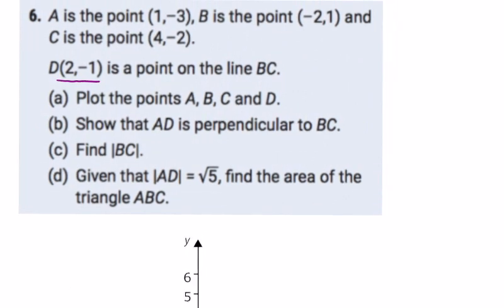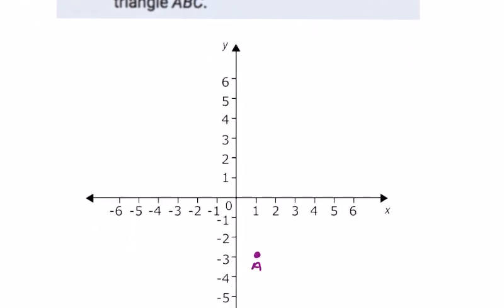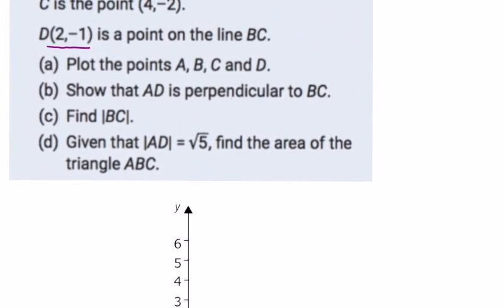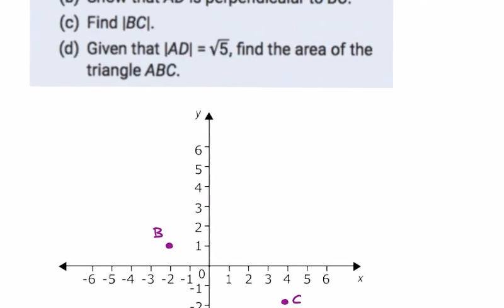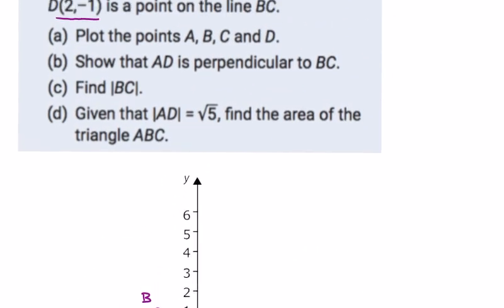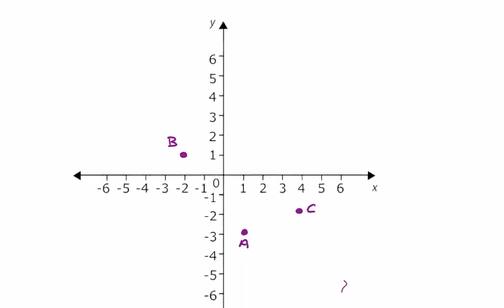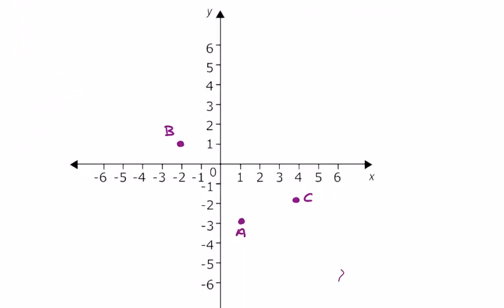B is (-2, 1). Point B. C is (4, -2). And D is, they tell us, (2, -1), and it's on BC. (2, -1), and it's on BC.